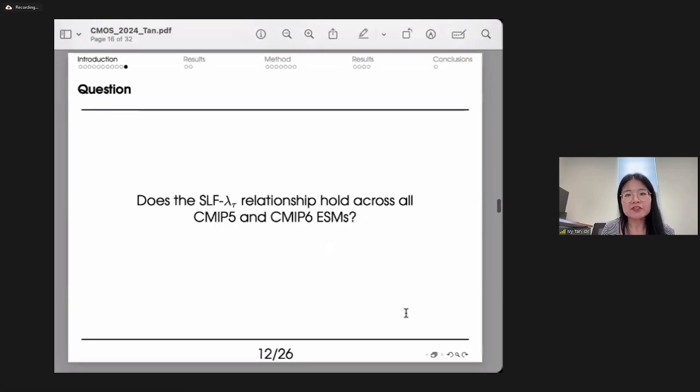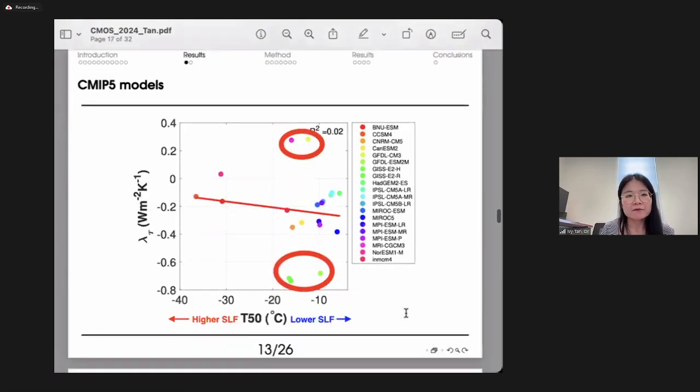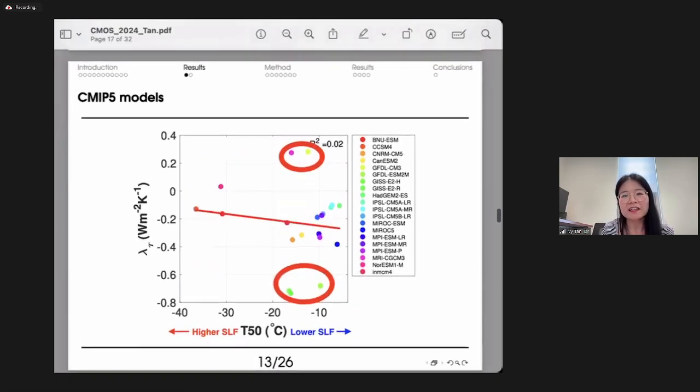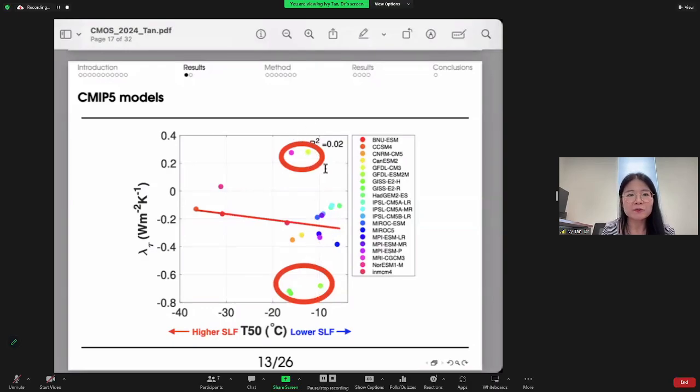So given the strong correlation between SLF and lambda sub tau in these two Earth system models, a natural next question to ask is, does this relationship hold across all CMIP5 and CMIP6 Earth system models? For CMIP5, we found this not so much to be the case. There is a rather weak correlation between lambda sub tau and SLF, although I note that this is still work in progress, so we're getting more models in this analysis, but also that there are a couple of models here that really throw off that correlation that would otherwise be much stronger.